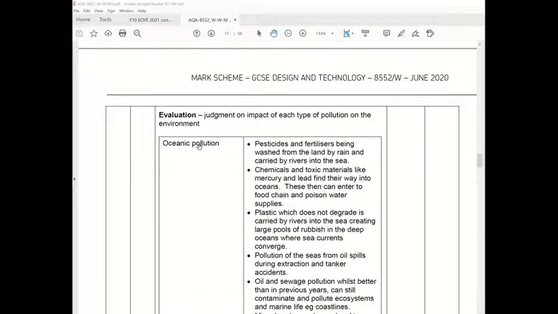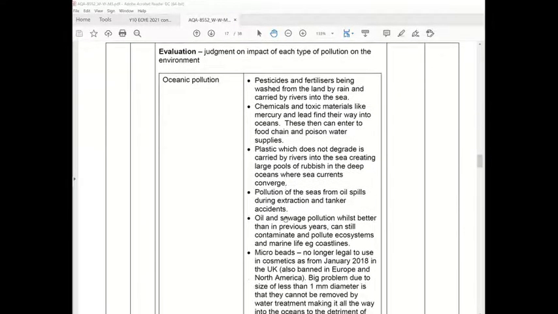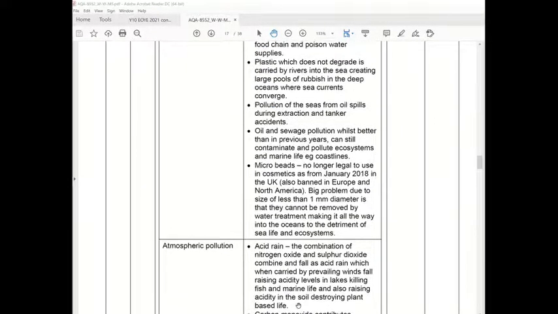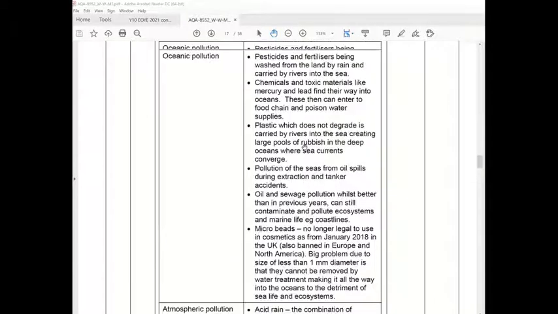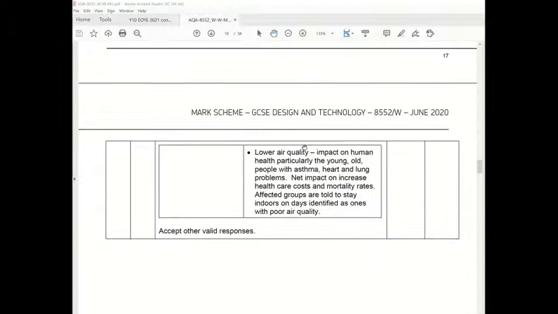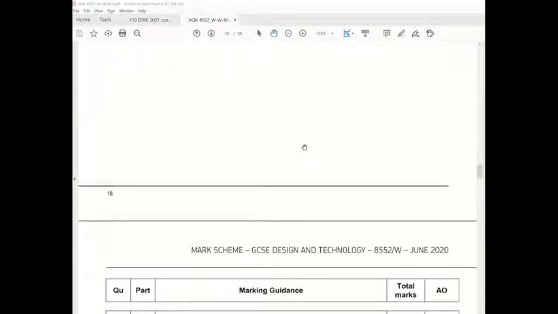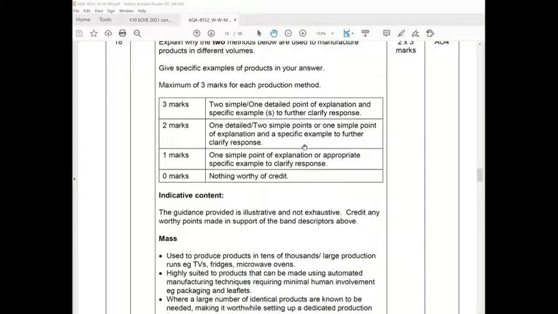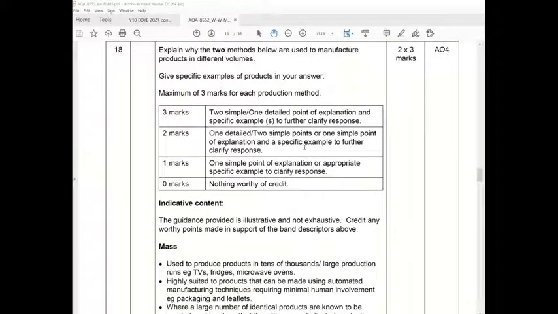and then we've got oceanic: oil, microbeads. Lots of people talked about microbeads and plastics. Pollution in seas, atmospheric, acid rain. A lot of people talked about carbon dioxide, carbon monoxide, particulates weren't really touched on. Okay, I think that we did that question quite badly personally, and I wasn't really awarding very many marks for that.